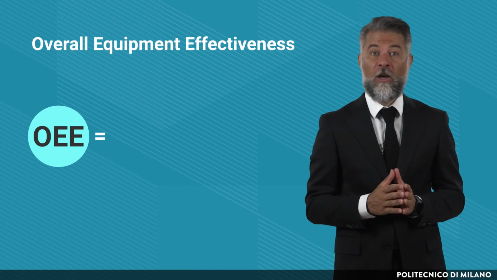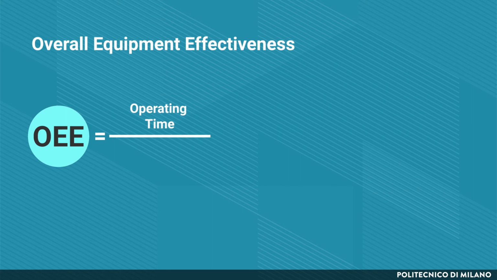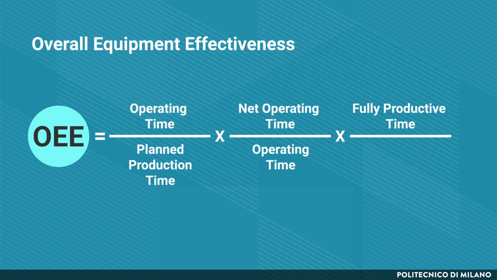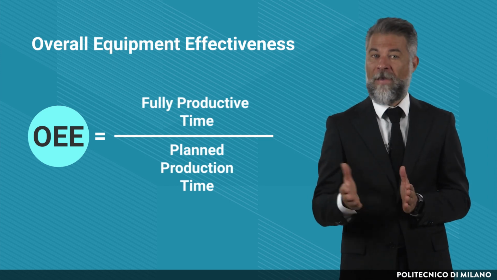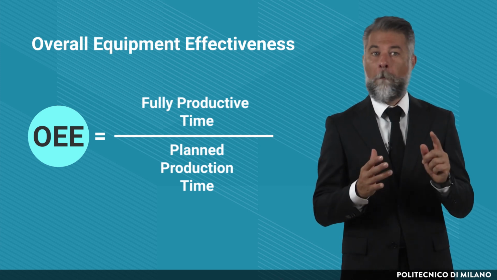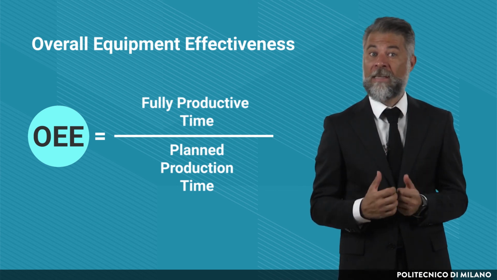The OEE could then be rewritten as operating time over planned production time times net operating time over operating time times fully productive time over net operating time. As a result, the OEE is the ratio of fully productive time over planned production time, and it includes all losses due to managerial and technical reasons, speed losses, as well as quality losses.